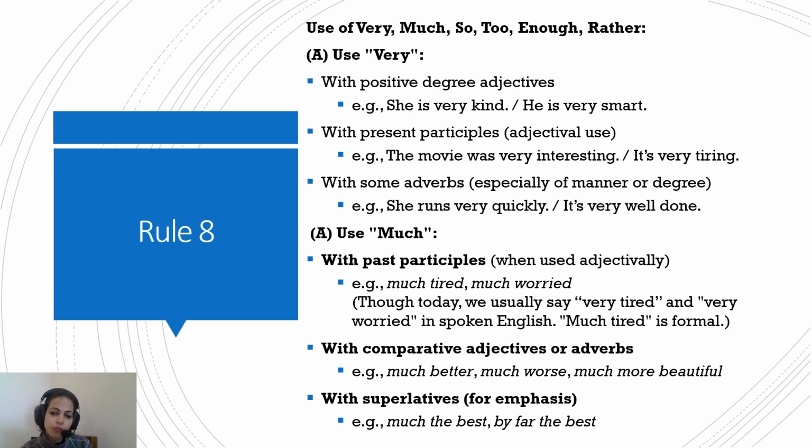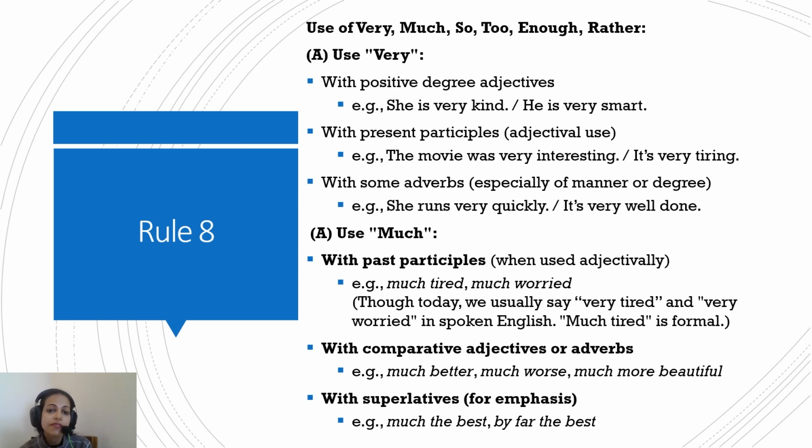So much is used with past participles when used like an adjective. So much tired, much worried. Though today we usually use very tired and very worried in spoken English, the more formal or grammatically correct way to go about it is much tired and much worried, because the past participle is always followed by much. Similarly, with comparative adjectives: much better, much worse, or much more beautiful.